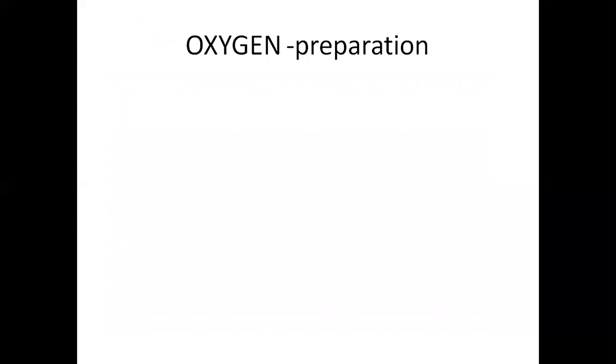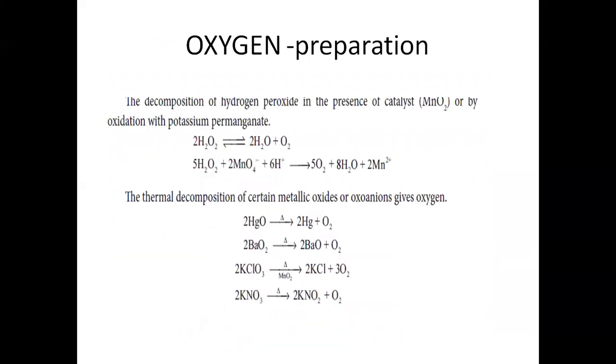Next, oxygen preparation. The first preparation is the decomposition of hydrogen peroxide in the presence of a catalyst, manganese dioxide, or by oxidation with potassium permanganate. When we decompose hydrogen peroxide, we get water and oxygen. Otherwise, when hydrogen peroxide is mixed with potassium permanganate, the potassium permanganate oxidizes it, and we get oxygen.